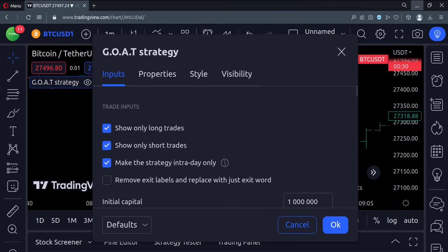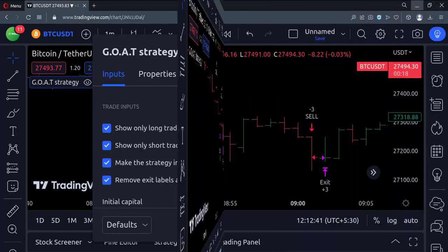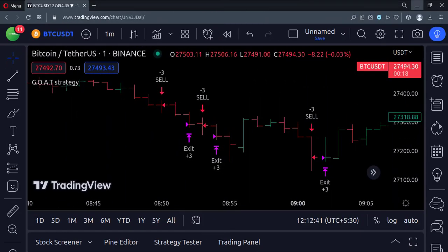If you want to remove these messages, then you have the option of removing the exit labels and replacing them with just the exit word. Let's select it. As you can see, now all the stop loss messages have been hidden and replaced by just the exit word.